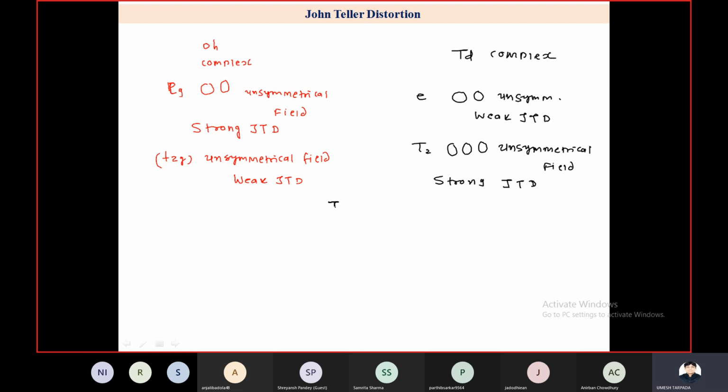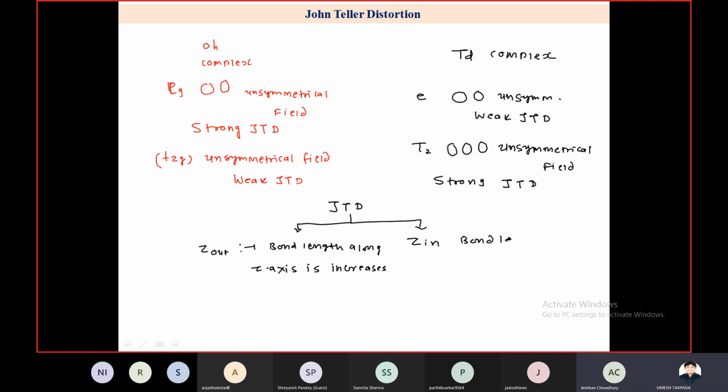Now again, see, Jahn-Teller distortion is of two types: tetragonal elongation and compression. If along the z axis the bond length increases, what do we call it? Elongation, called z out. Z out means the bond length along the z axis increases. What happens in z in? Compression: the bond length along the z axis decreases.